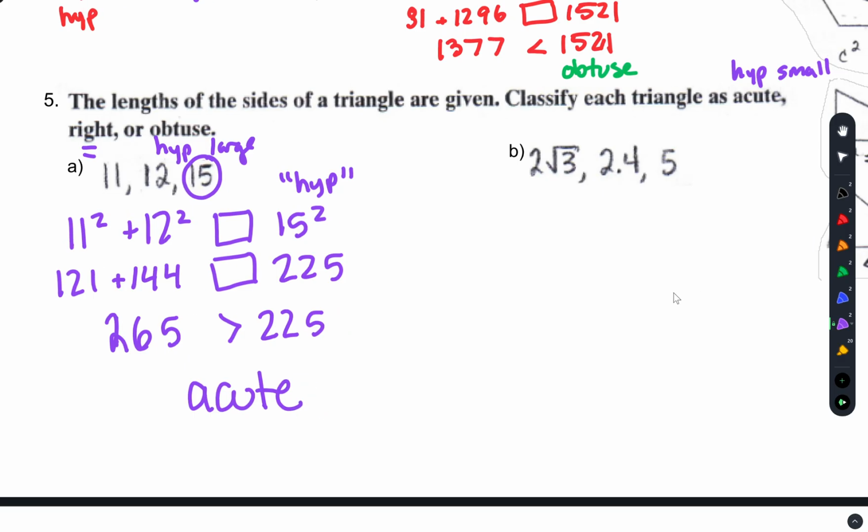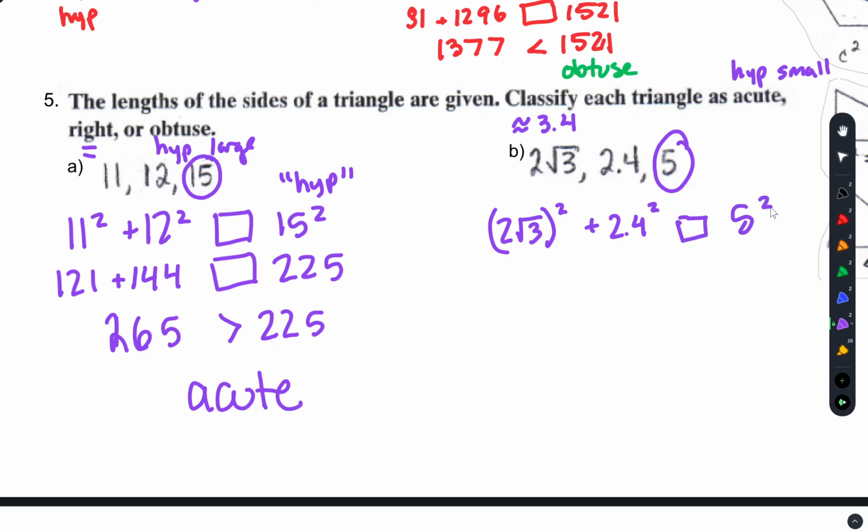We're going to repeat for B. What I always want to look for is what is the longest side so that I know that that's my hypotenuse. And if off the top of your head, like me, you don't know what 2 radical 3 is, just plug that into your calculator. You're going to find out it gets you about 3.4. So then we know that 5 is actually going to be our largest side. So I'm going to do my equation, 2 radical 3 squared in parentheses plus 2.4 squared, a box, and then 5 squared. Now we have to make sure that we put that 2 radical 3 in parentheses because I want to square not only the radical 3, but also the 2.